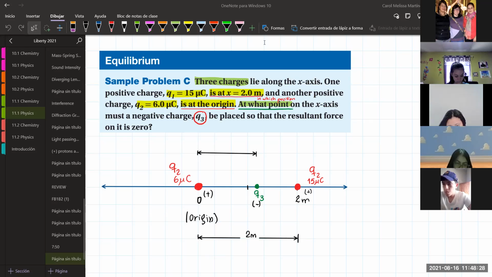It's just a reference. Entonces, because I don't know where Q3 is located, I will say that Q3 is located at a distance D from the origin. Yo voy a decir, que como yo no sé dónde está ubicado, yo digo que está a incógnita distancia. And I will call the distance D.